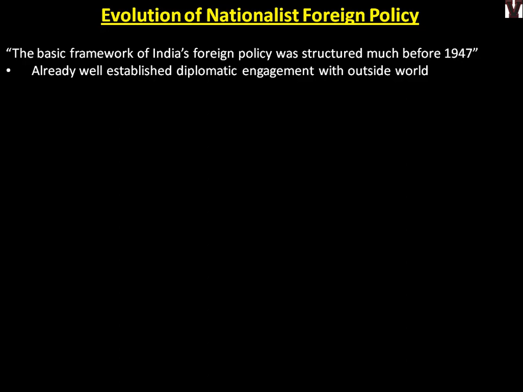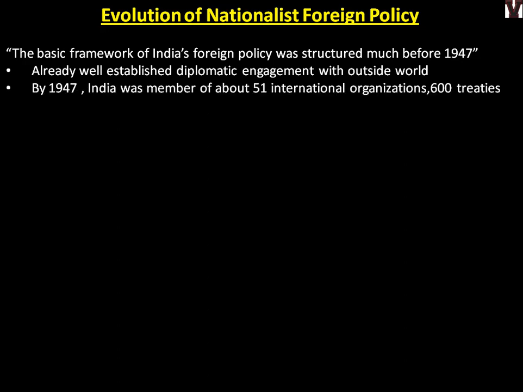So you know, the Britishers had a great contact globally, and the same was retained by the Indian nationalists also. By 1947, India was a member of about 51 international organizations and 600 treaties. India was actually being ruled by Britishers as a British Indian Empire, so it was already part of almost all the international organizations, and 600 treaties were signed by British India.